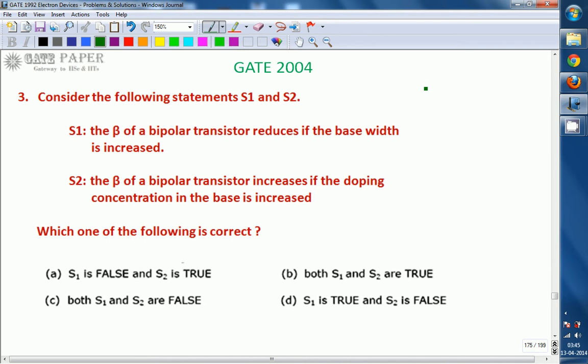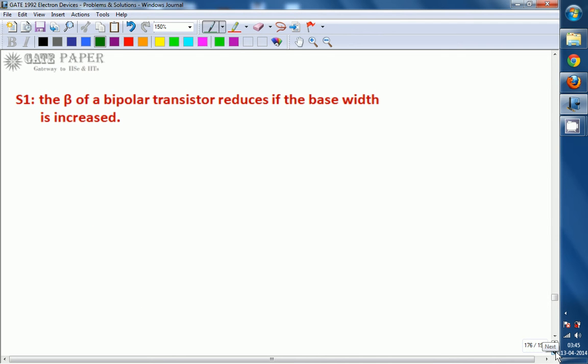Both may be correct, both may be wrong, or one may be correct and the other wrong. So there are four options based on the two statements. We will consider what is going to be the right answer. We will see. First of all, the beta of a bipolar transistor reduces if base width is increased.